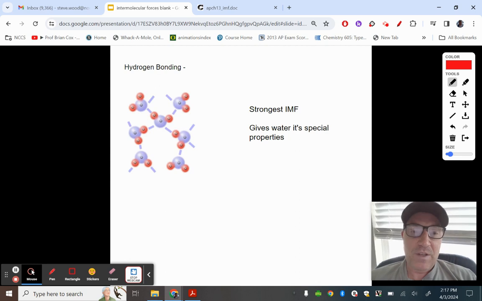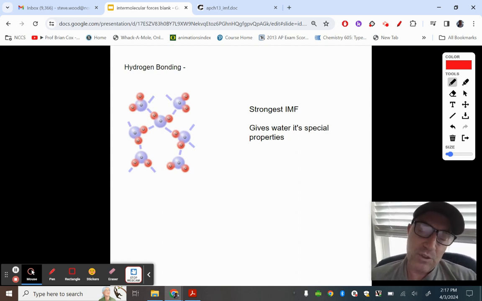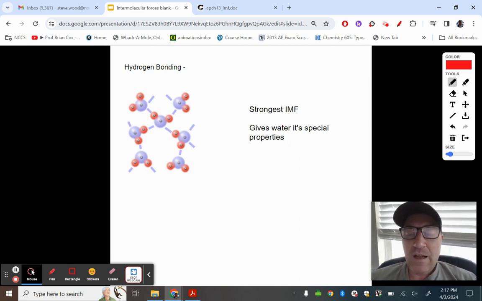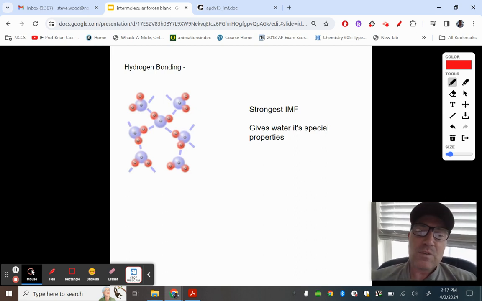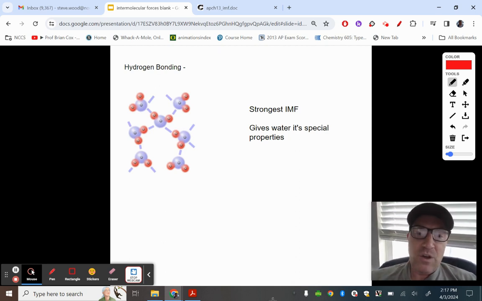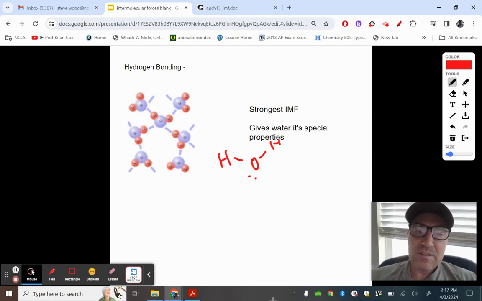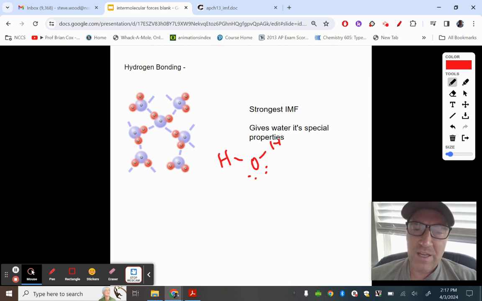And this is what gives water its special properties. Water is actually unique in the world. It has a super high boiling point for its size, a super high freezing point. It makes life possible. What makes hydrogen bonding special is it's ultra polar. So I'm just going to draw a water molecule. Water molecules look like this, right? It's bent, it's sp3 hybridized, it's polar all the way.